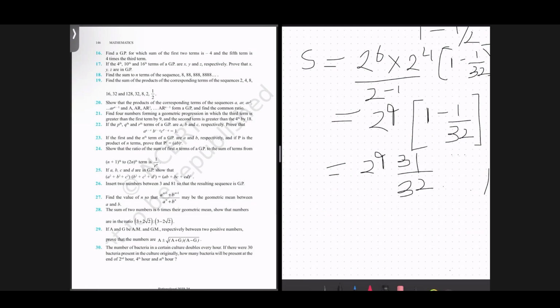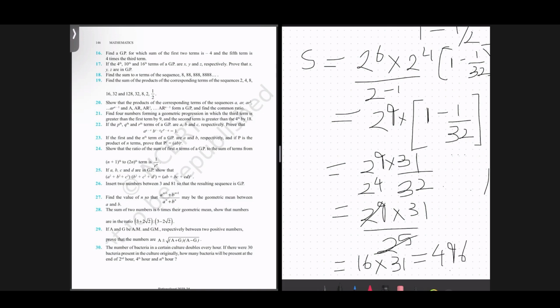Now, 32 can be written as 2 raised to the power 5. So what you would now have is 2 raised to the power 9 into 31 upon 2 raised to the power 5. The power gets cancelled. What is left is 2 raised to the power 4 into 31, and that is nothing but 16 into 31. And when we solve this, the final answer that you're going to get is 496.